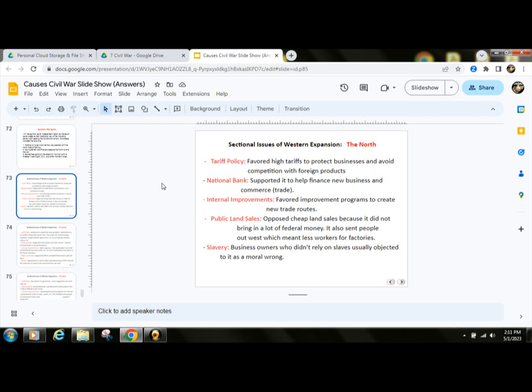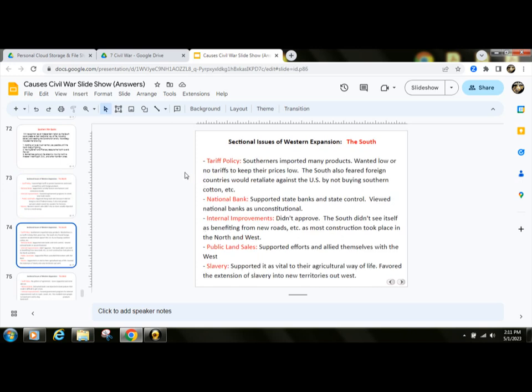All right, the last 3 slides, when we talk about sectional issues of Western expansion. The North generally favored high tariffs to protect businesses and avoid competition with foreign products. They supported the national bank. They favored improvement programs to create new trade routes. They opposed cheap land sales because it did not bring a lot of federal money. It also sent people out west, which meant fewer workers for factories. So they weren't a big fan of public land sales. And slavery. Business owners who didn't rely on slaves usually objected to it as a moral wrong. So this would be the North.